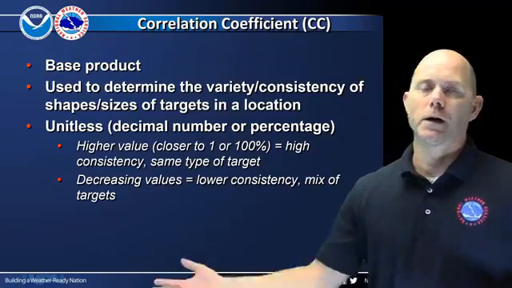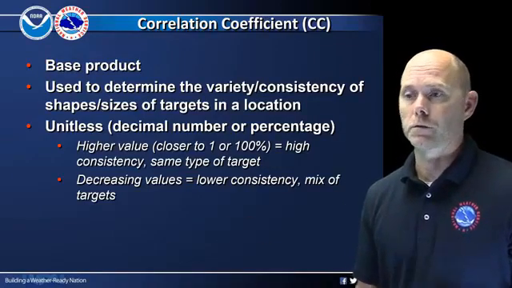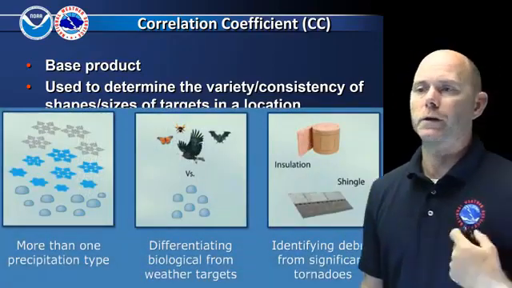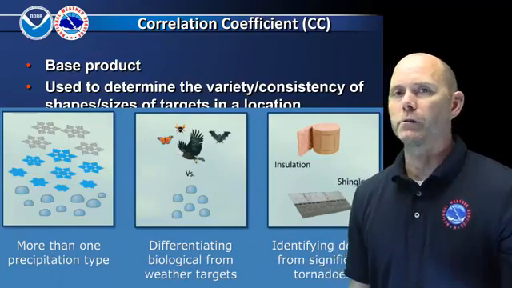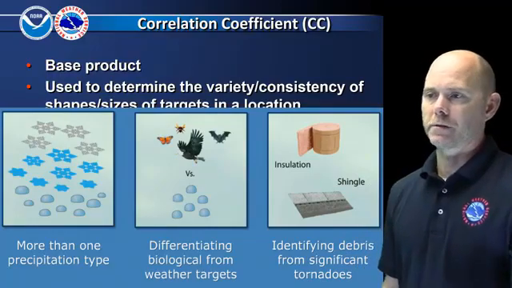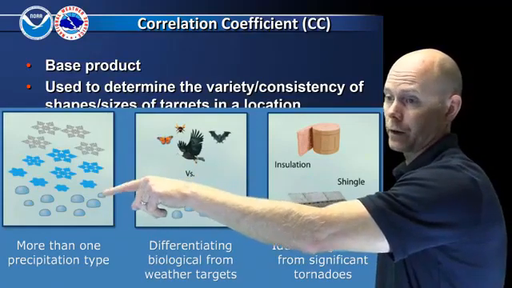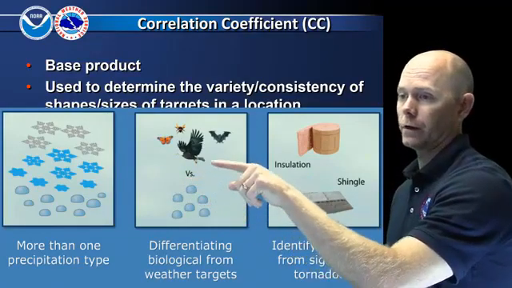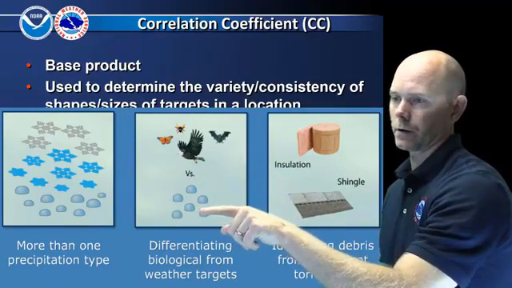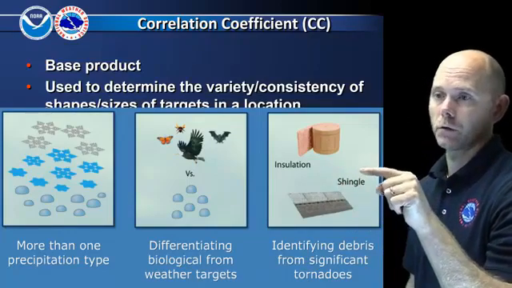And you may wonder, well, who cares about that? But it does give us a lot of information about the weather that's going on. So correlation coefficient is a product that we can look at that really makes use of this dual polarization technology. So it can tell us the different shapes of the targets we're hitting, and a lot of times these shapes can suggest whether it's rain or snow, whether we're actually hitting birds and animals and bugs or bats or actual weather.